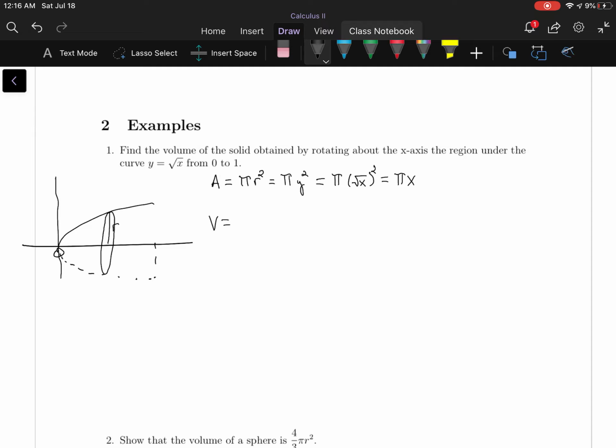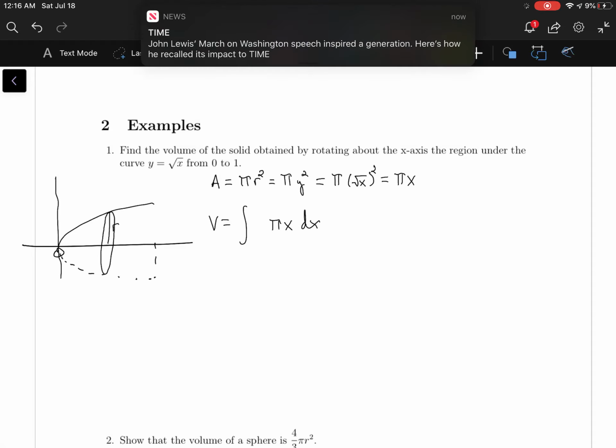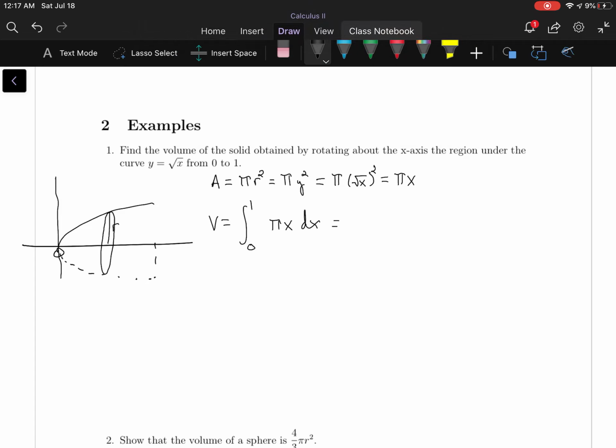To get the volume, I want to integrate this. So this is pi x dx, and that is going to be integrating from 0 to 1 along the x-axis. Remember, pi is constant, so integrating x, we've got pi x squared over 2, integrating from 0 to 1, and that is going to come out to just pi over 2.